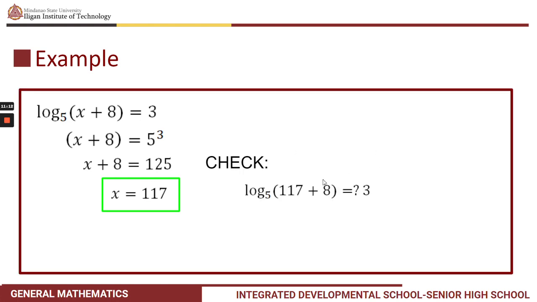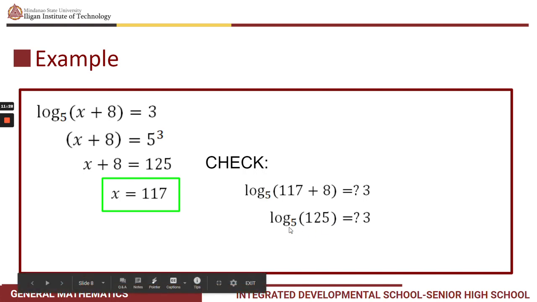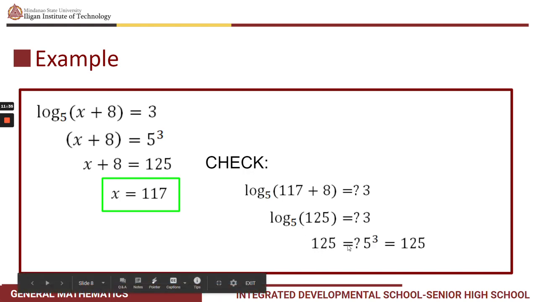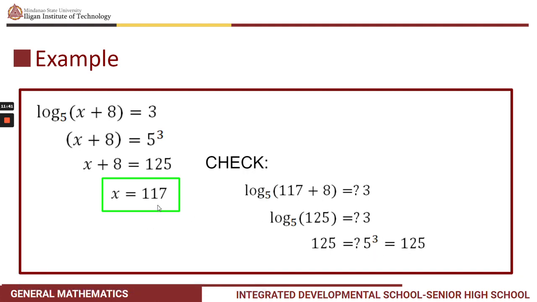Let's try to check if it's correct. If we substitute 117 to x, we will have log with base 5 of 117 plus 8, is it equal to 3? We'll see. So 117 plus 8 is 125. So again, if we transform this to exponential equation, we'll get 125 equal to 5 cubed, and 5 cubed is 125. So correct, 117 is our solution to the equation. This one is an easy example because it's already ready for step 3, transforming to exponential equation. So let's try another example.